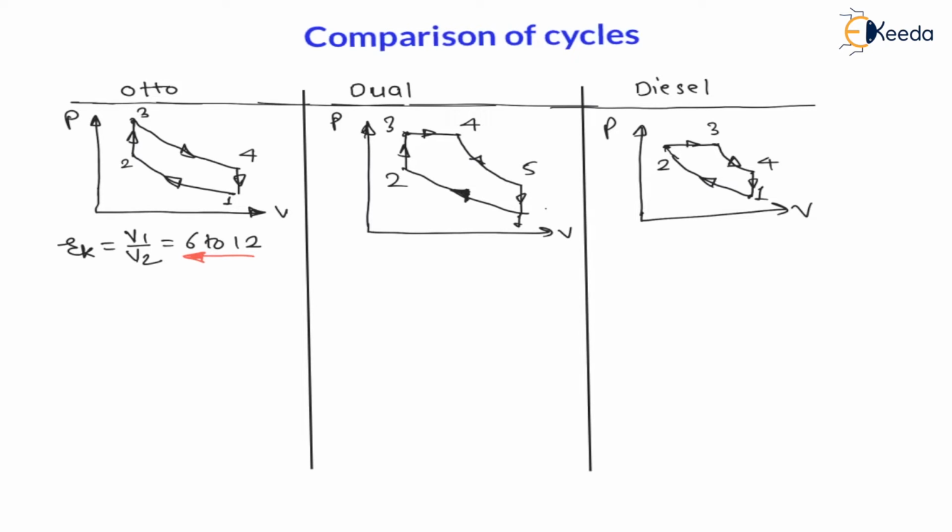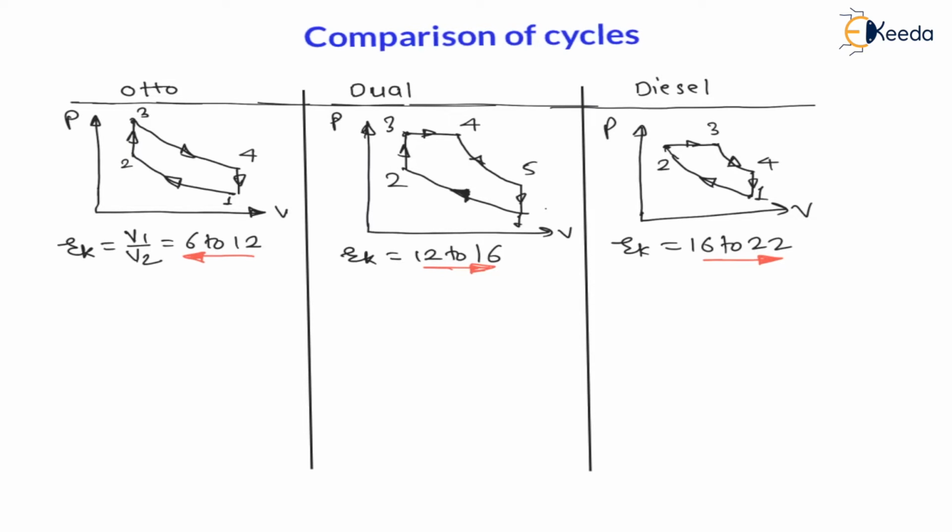This compression ratio for diesel cycle is 16 to 22. And my dear students, this compression ratio for diesel cycle is generally towards 22, that is as maximum as possible. And for dual cycle it is in between Otto and diesel. Therefore for dual cycle this compression ratio is 12 to 16, and my dear students, it tends towards 16 for dual cycle.